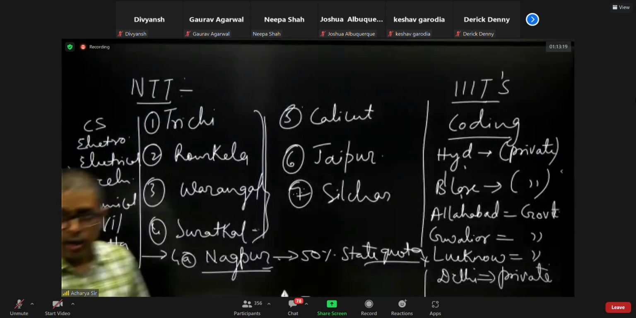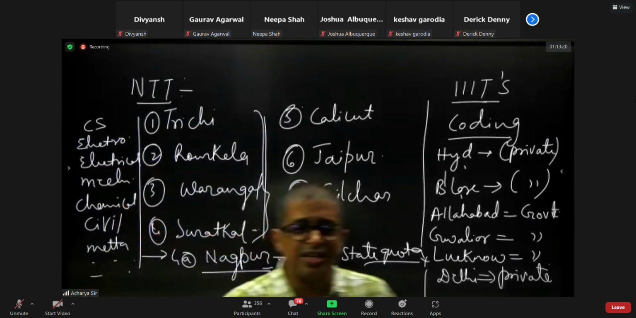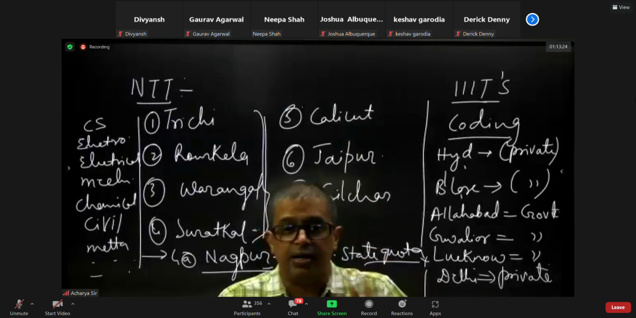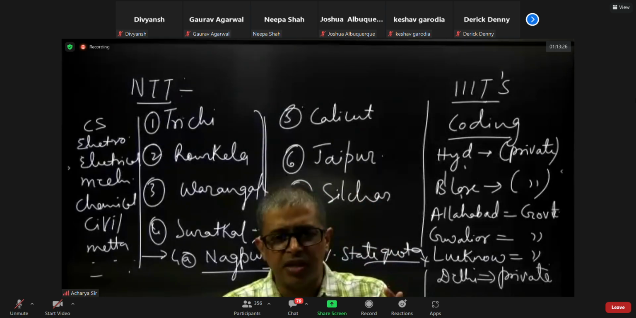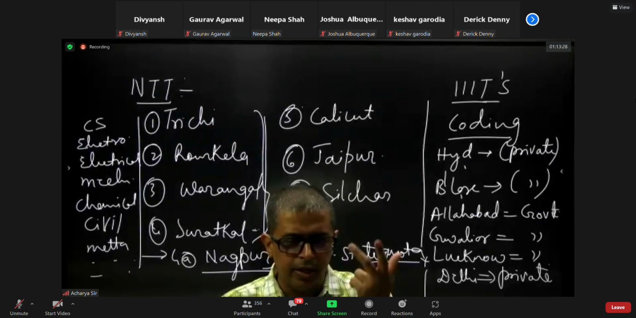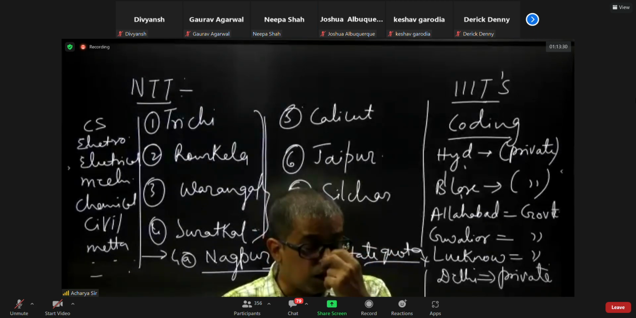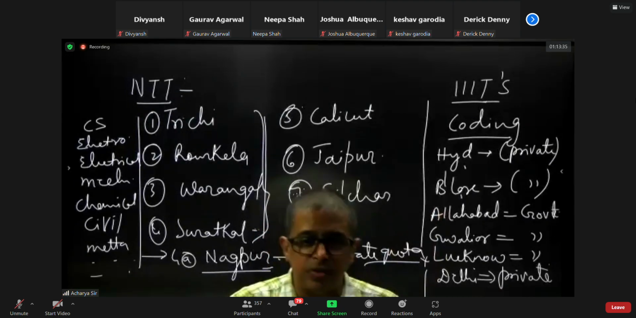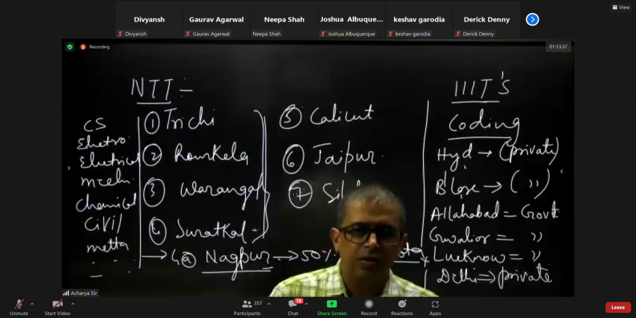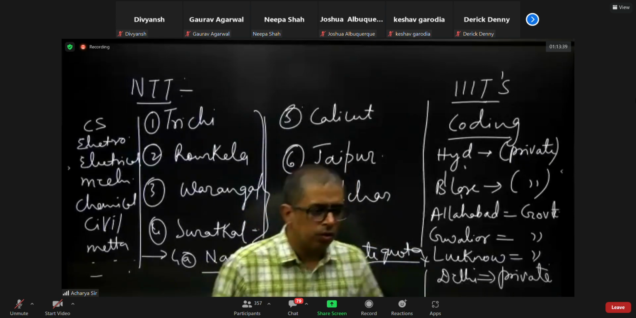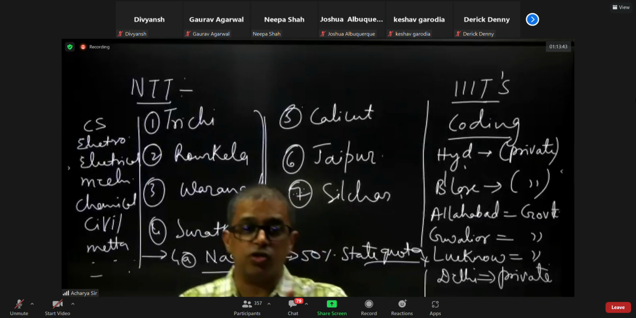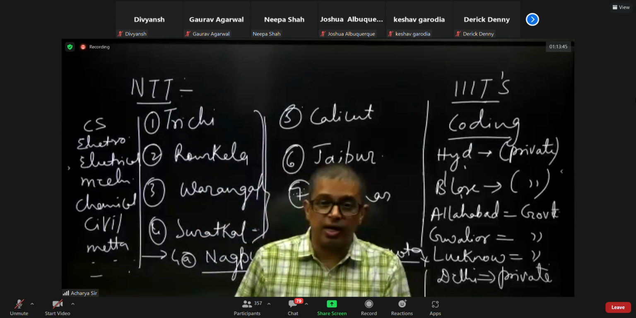Somebody type IISc. IISc is a heaven on earth for people who want to settle in that field. Computer science, mathematical computing, robotics, all these branches, IISc labs are the most equipped labs in our country.